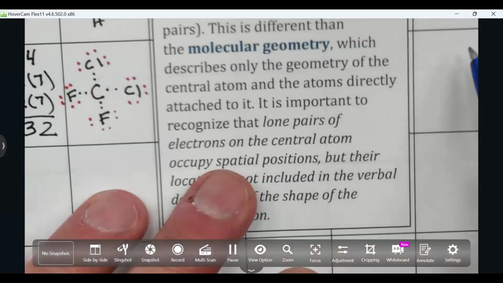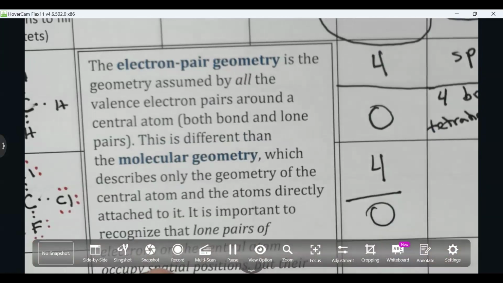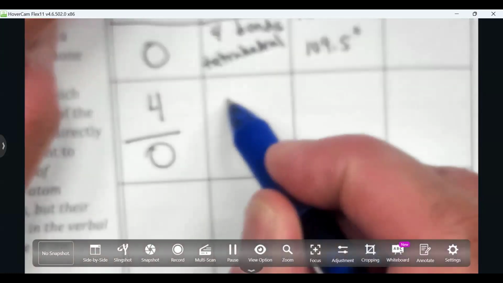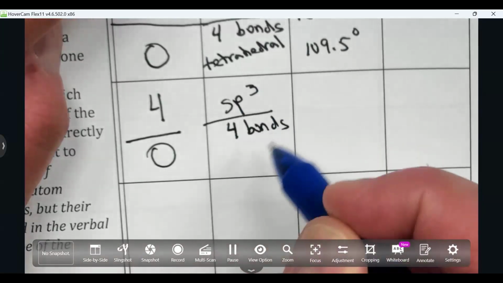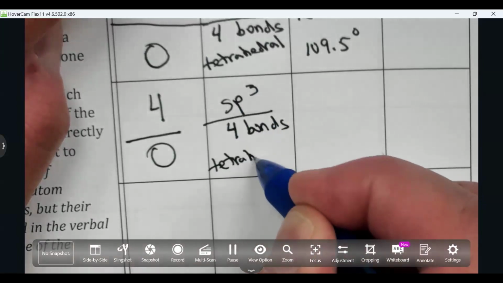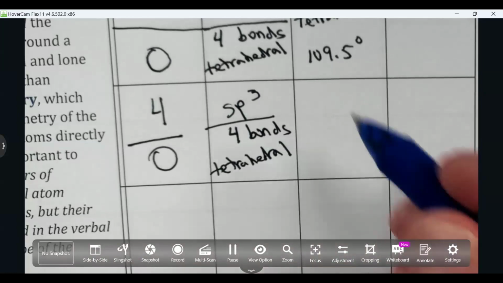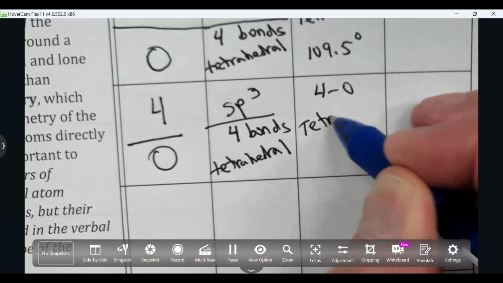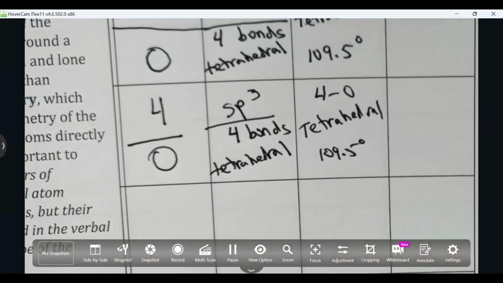Everybody's happy. How many single bonds do I have? 4. How many non-bonds? 0. The rest of this is going to be the same. 4, 0, sp3. 4 bonds is going to be tetrahedral. And my molecular shape is 4, 0, tetrahedral, and 109.5 degrees.